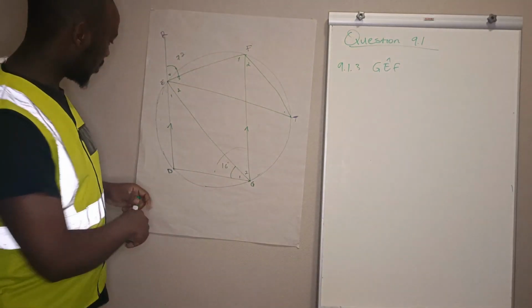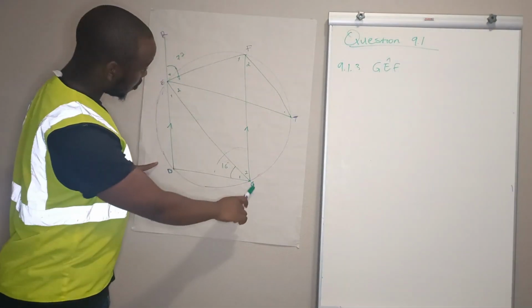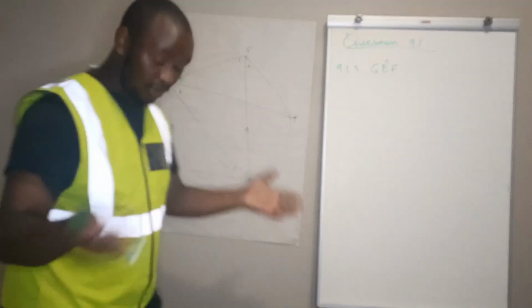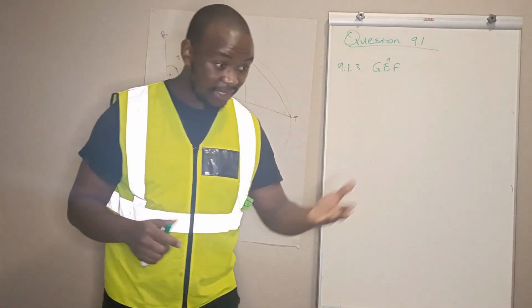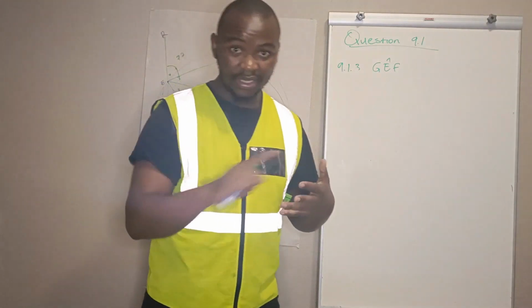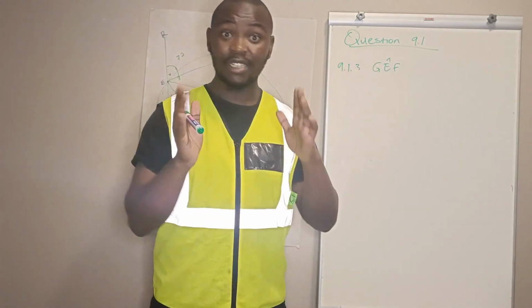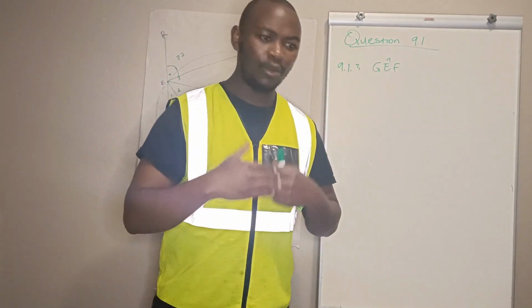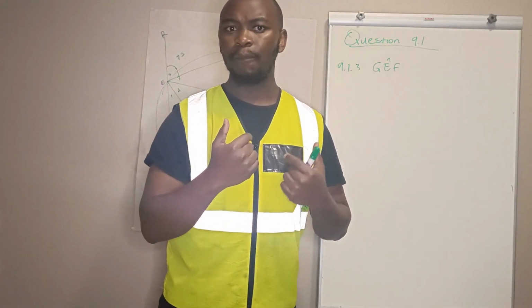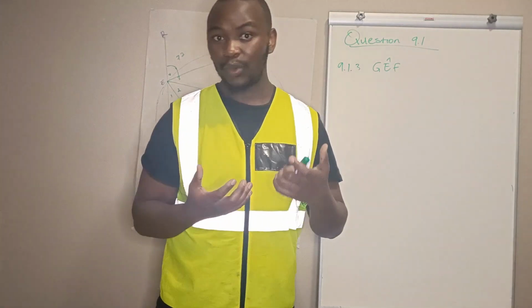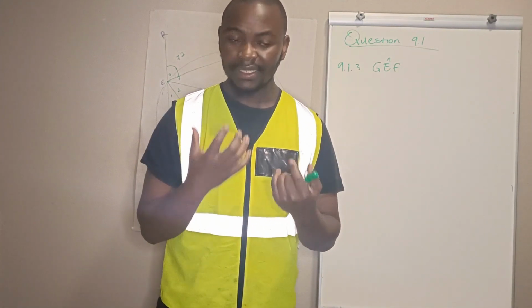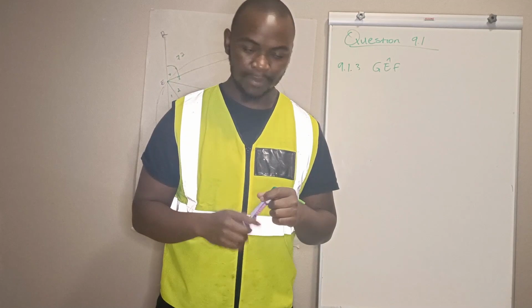So another thing we should note is that DE is parallel to GF. As soon as there are parallel lines, you start looking at alternate angles, that is your Z. You start looking at corresponding angles, that is your F. And you start looking at your U, which is the co-interior angles, those angles that sum up to 180 degrees.